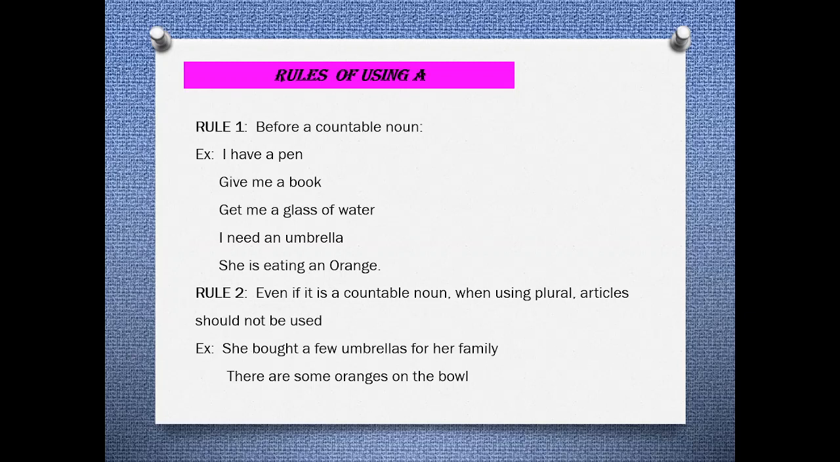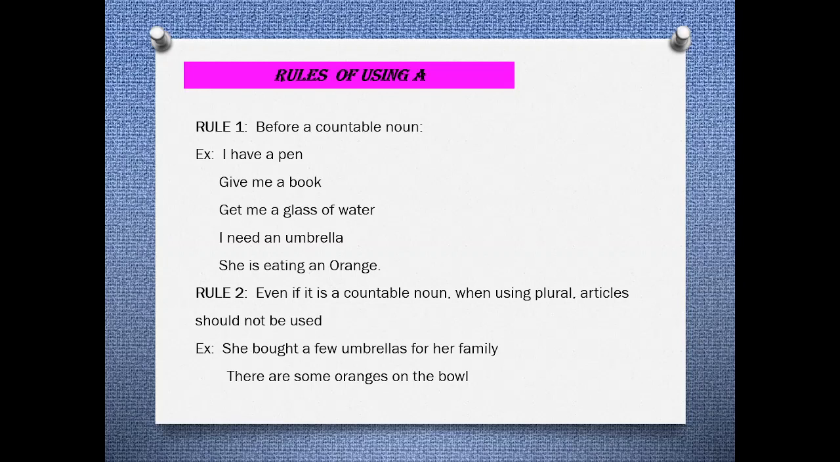So give me a book, give me a pen, give me a pencil, give me a box. So like this you will have to frame more sentences. Give me a glass of water. I need an umbrella. She is eating an orange. Right? So O is a vowel. That's why we are using an.